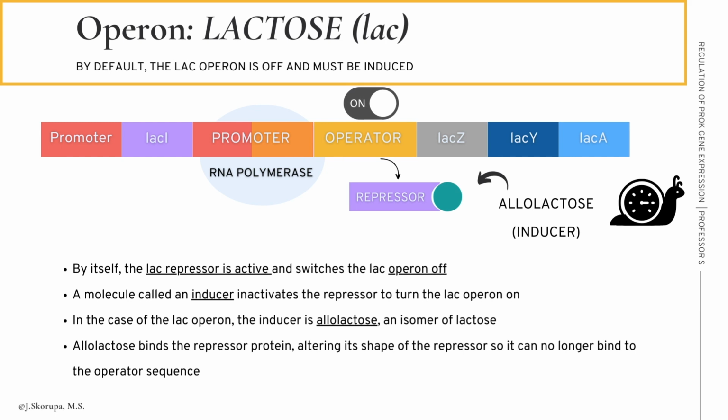Allolactose binds to the active lac repressor protein, altering the shape of the repressor so it can no longer bind to the operator sequence on the DNA. And voila, the operon's turned on. But I do want to note right now that this is only allowing slow rates of expression, which is why I have a little snail here. And we're going to learn why that is later.